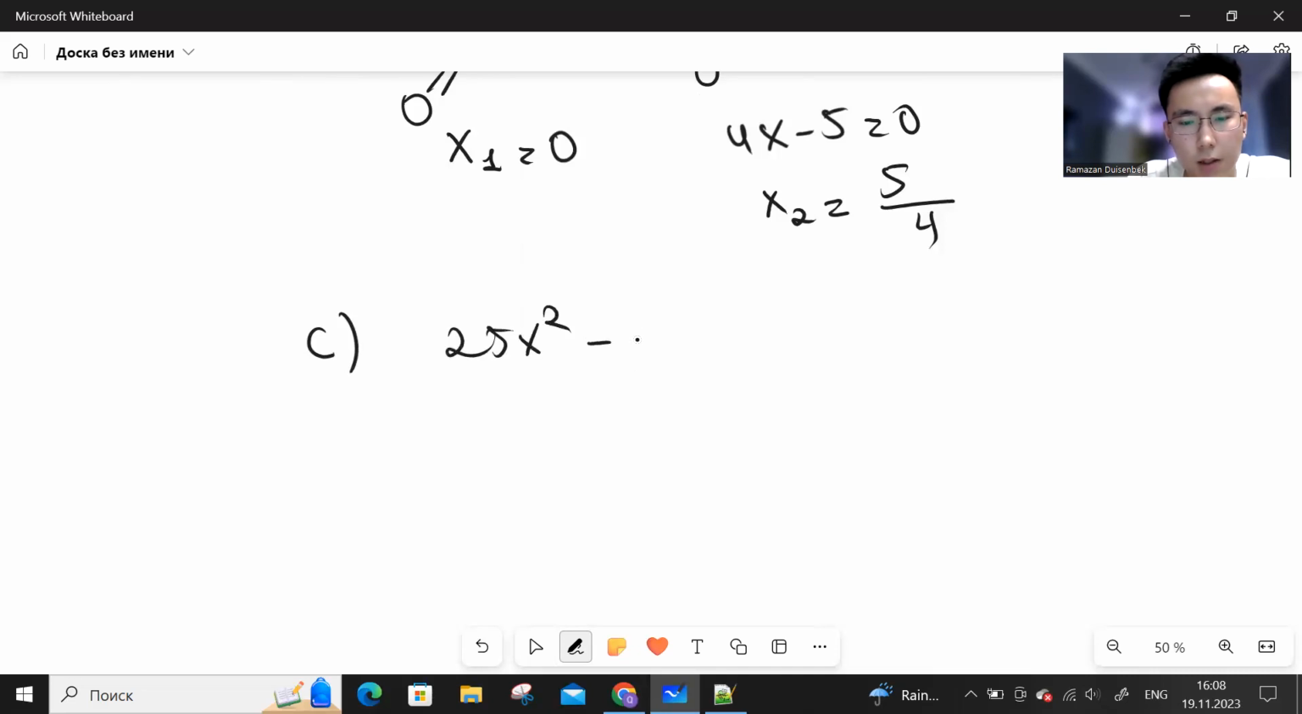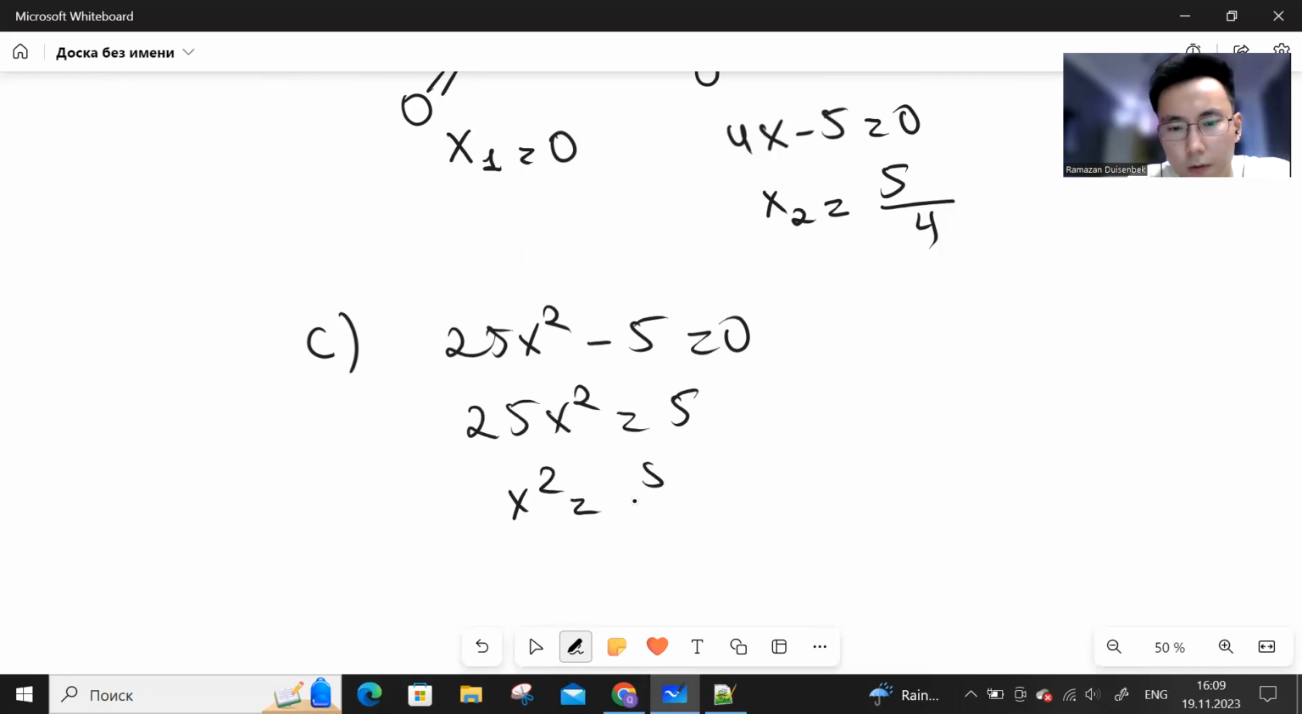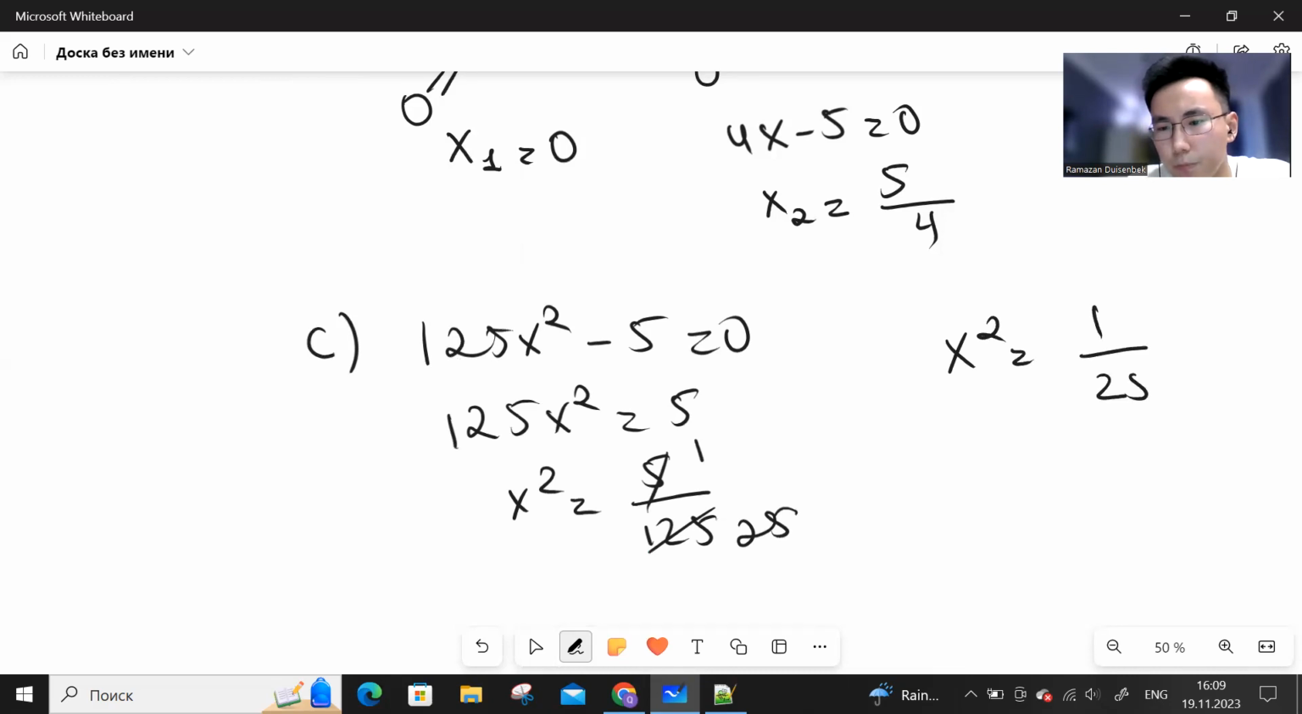25x squared minus 5 equals 0. То есть тут уже нету второго элемента, где есть только x в первой степени. 25x squared equals 5. X squared equals 5 over 125, right? 125. They will cancel each other. I will have in numerator 1, in denominator 25. So x squared equals 1 over 25. So x will be just plus minus 1 over 5.